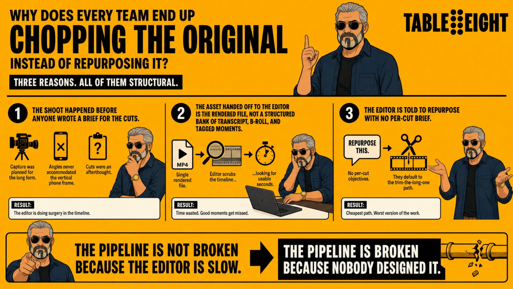2, the asset handed off to the editor is the rendered file, not a structured bank of transcript and B-roll and tagged moments. The editor scrubs the timeline looking for usable seconds. 3, the editor is told to repurpose with no per-cut brief. So they default to the trim the long one path, which is the cheapest and worst version of the work. The pipeline is not broken because the editor is slow. The pipeline is broken because nobody designed it.